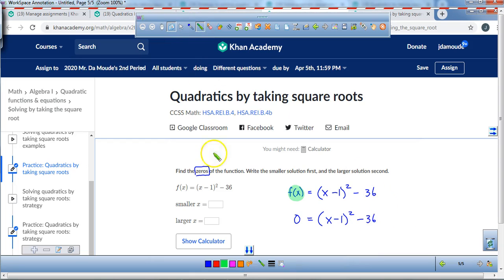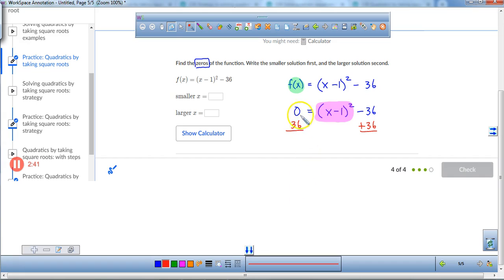Now what we're going to do right now, and feel free to pause while you're writing stuff down, you can pause it and you can press play. Alright, we're going to isolate this expression right here. In order to isolate that, we have to add 36 to this side and add 36 to this side. So 0 plus 36 is 36. And we're left with x minus 1 in parentheses squared, because this zeroes out.